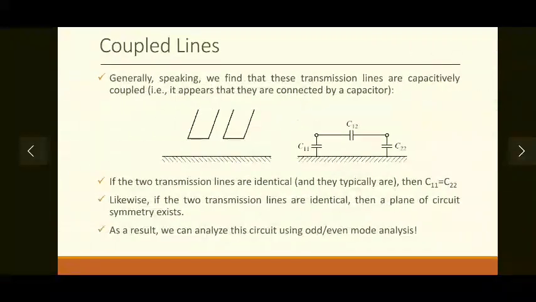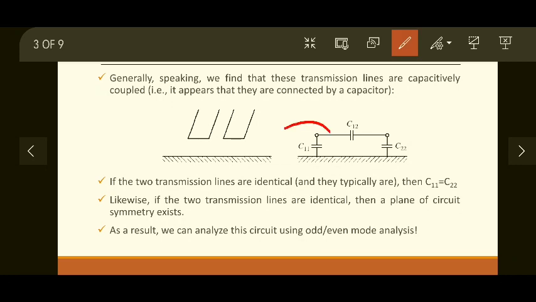So let's see its equivalent circuit or geometry. Generally speaking, we find that these transmission lines are capacitively coupled. Okay, that is, it appears that they are connected by a capacitor. So you can see in the diagram this C11 and C22, these are the two strip conductors replaced by capacitors. They are just a representation, they behave as a capacitor, and these are connected to each other by another capacitor C12. So C12 is nothing but a virtual capacitor present between these two strip conductors.